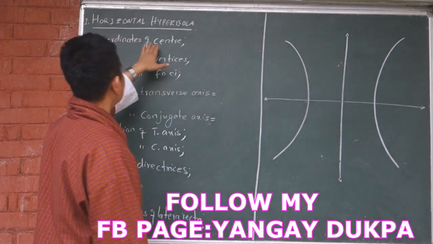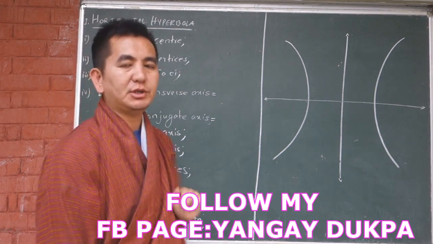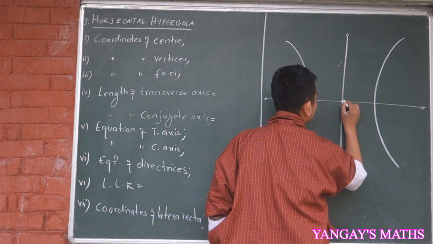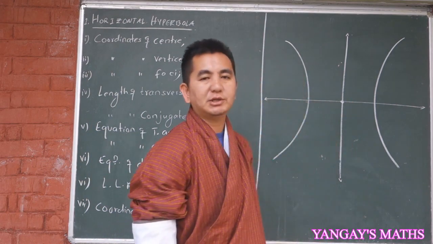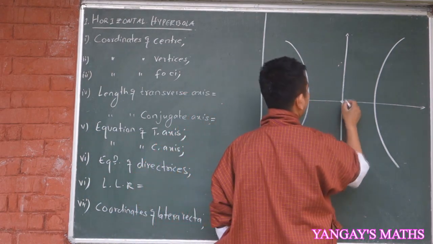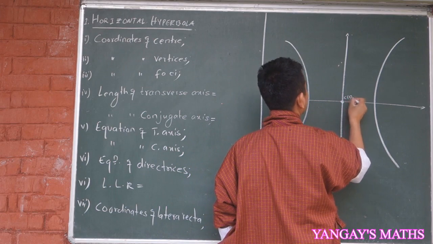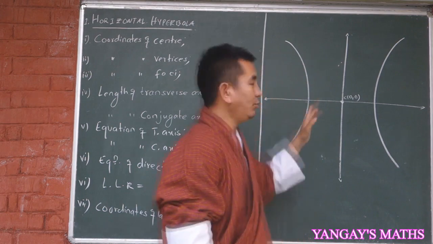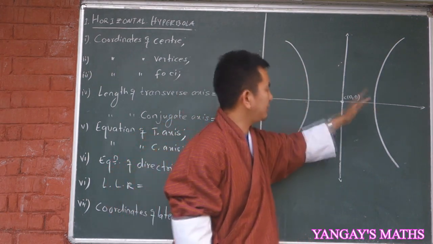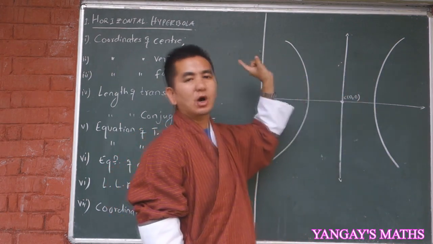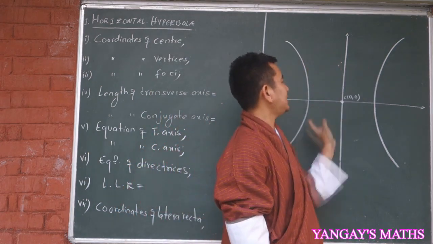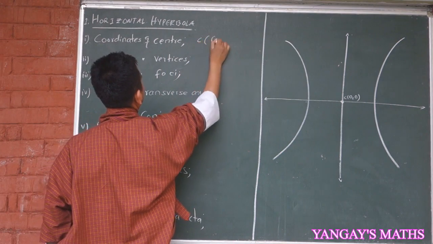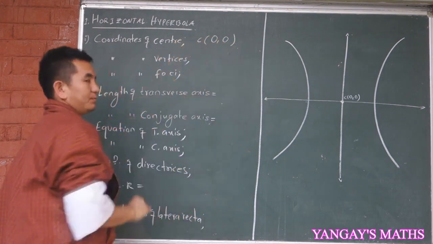So here first we need to see what the coordinates of the center are. In this case, the center point is nothing but 0, 0. We have this as a hyperbola which is on the x-axis, because a hyperbola on the x-axis becomes horizontal, and a hyperbola on the y-axis becomes a vertical hyperbola. So the coordinates of the center are 0, 0.